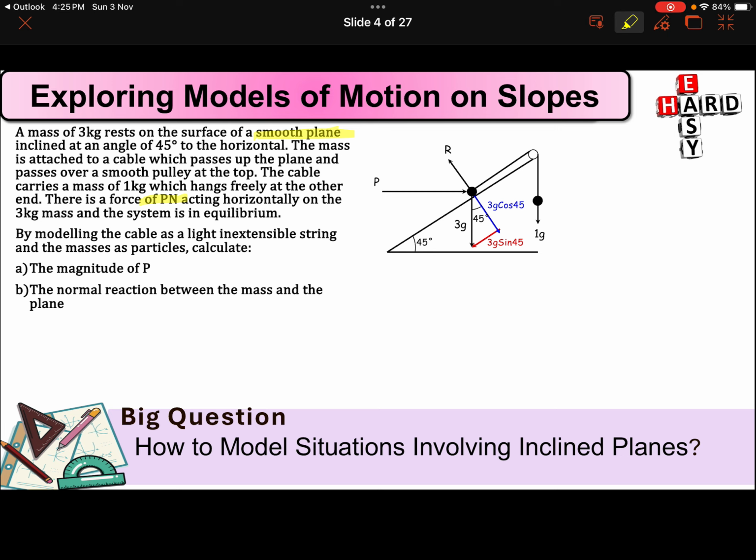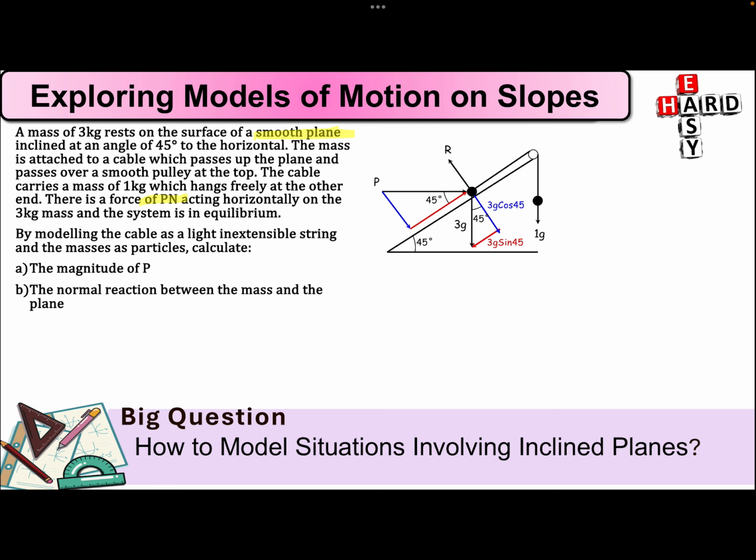We want to include all the forces, and we do need to decompose the P newton force into components as well. The angle must be 45 degrees, and the component perpendicular to the plane must be P sine 45, and the component parallel to the plane is P cos 45. So what we would like to do is find the magnitude of P, and the particle is in equilibrium. So when we resolve, that means there is no acceleration, because the P newton force is going to keep everything in equilibrium.